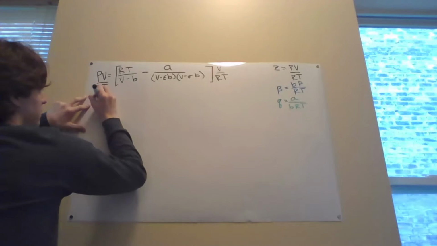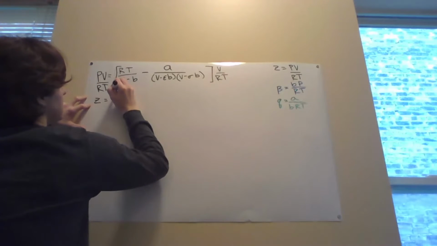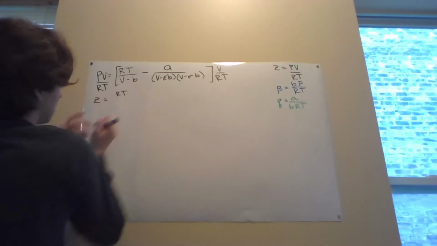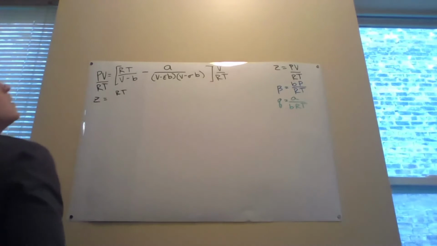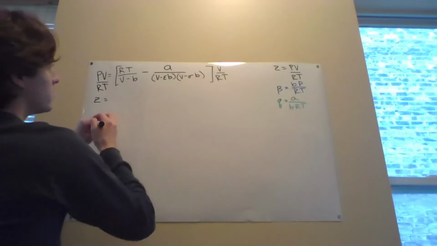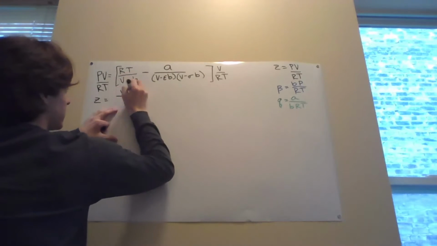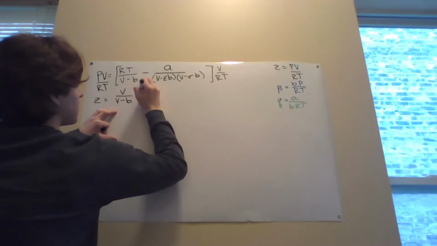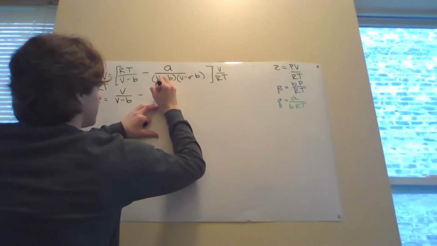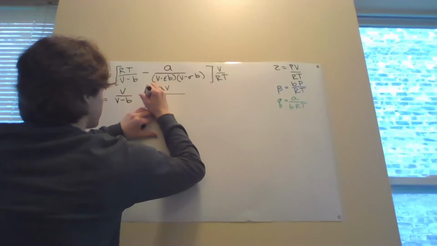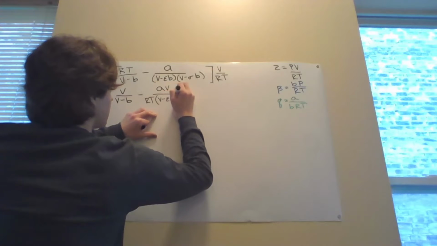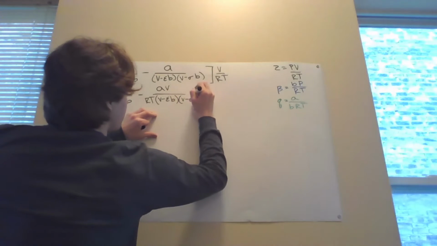And so we will have Z equals RT, which will cancel out with the RT over here. So we'll just have V in the numerator over V minus b, minus, we'll have a times V over RT times V minus epsilon beta times V minus sigma beta.